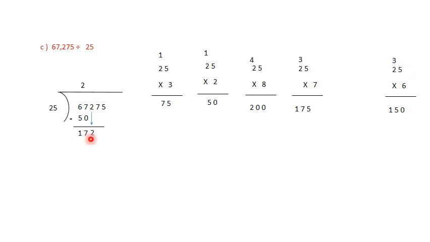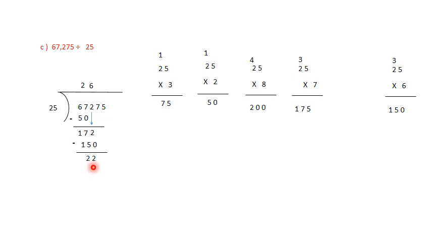150 is less, and when we take 25 7s are 175, which is more. You cannot write here a bigger number. You cannot subtract small minus big. So we'll take here 6. So we'll write down 25 6s are 150. We will subtract 172 minus 150. So you are getting here 22.